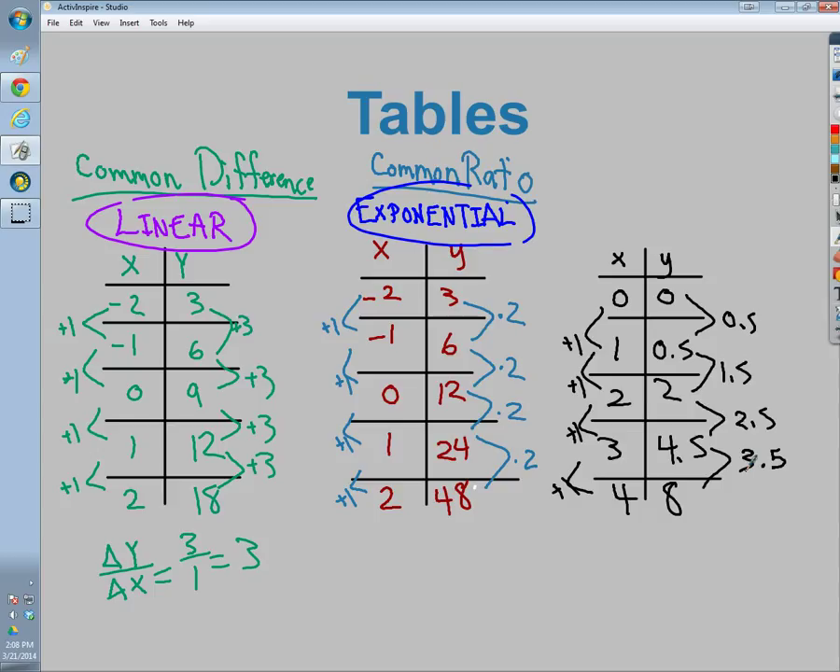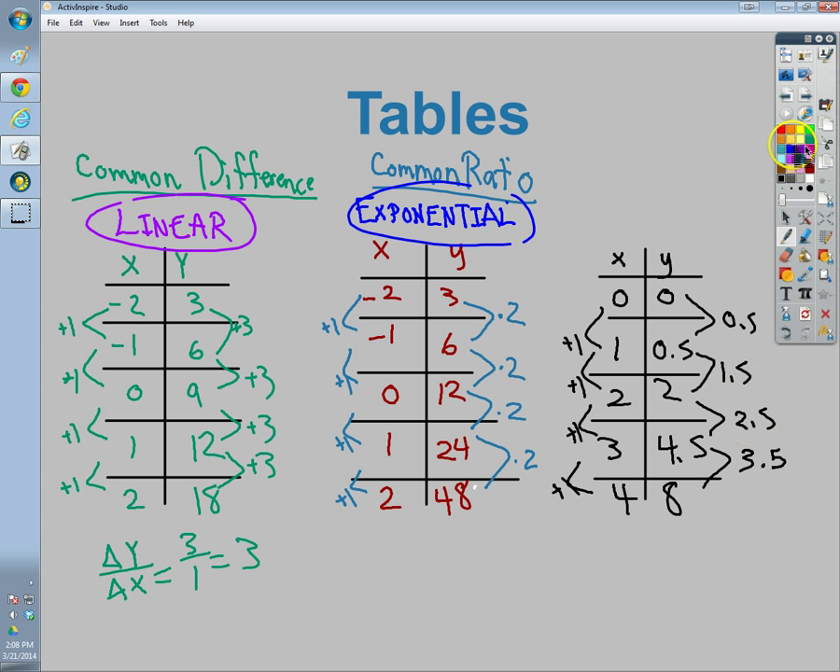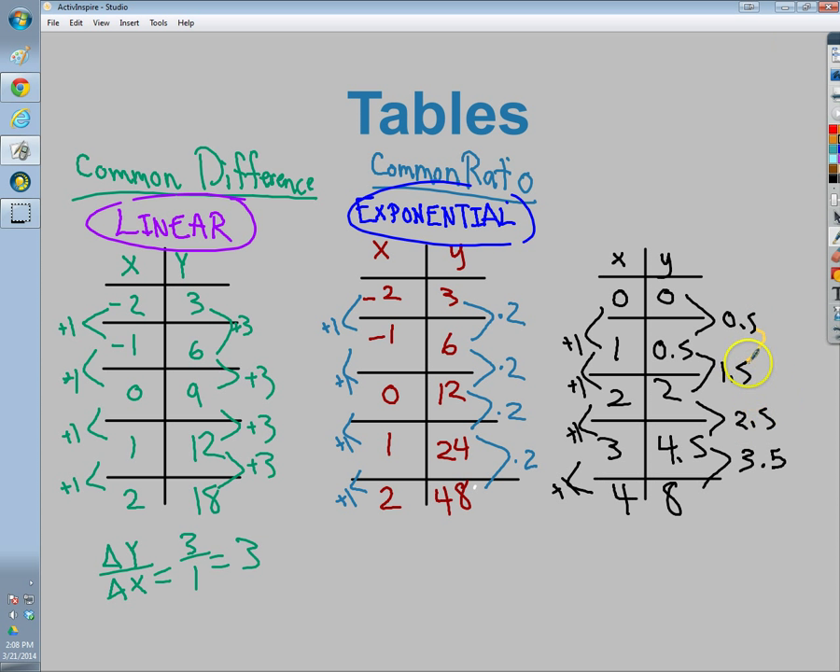But what if I continued looking for common differences, but I just use these numbers? There's an idea. So I do 0.5 to 1.5. That would be plus 1. And then I do 1.5 to 2.5, that's plus 1. And then I do it again, and I get plus 1. There it is. We may refer to this as a second difference. Basically, I'm going to call it the second difference.